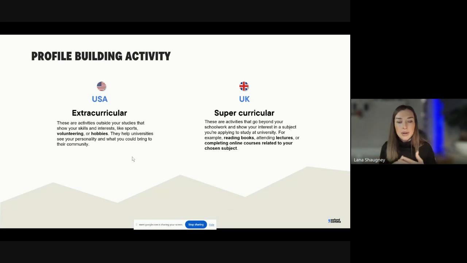On the UK side, however, they are looking for students who are academically focused. They're looking for that academic rigor and passion and motivation, but also engagement, critical engagement with the subject. So activities for the UK would be super-curricular activities, anything that is related to your subject, such as reading books, attending lectures, completing online courses, anything that's related to your chosen subject.